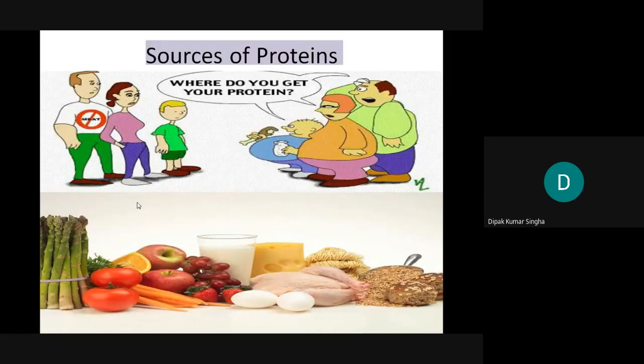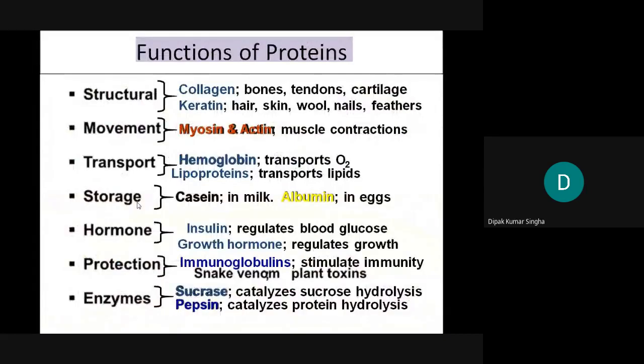For the source of protein, there are different sources: the natural source or plant source, and the animal source. Animal source means all the animals whose bodies are composed of protein, like chicken or goat. And the function of protein: structural protein and movement protein.